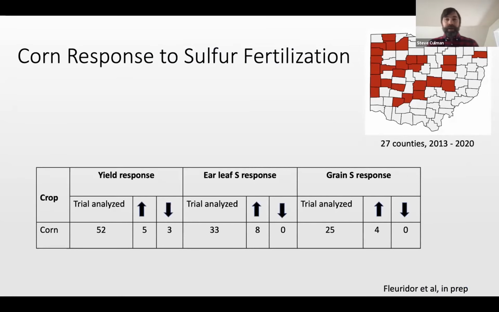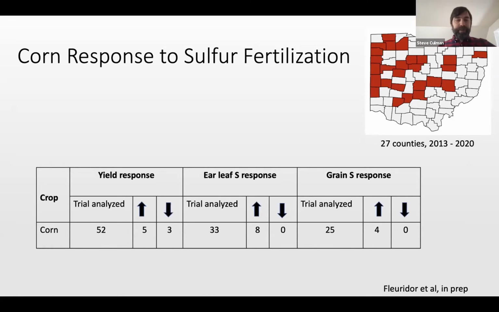I'm running out of time, so I'm just trying to wrap up here, but I want to talk a little bit about sulfur. This is work that we really haven't put out yet. It's not part of the tri-states, but we'll have it out sometime by the summer. We compiled sulfur data for corn and other crops as well.